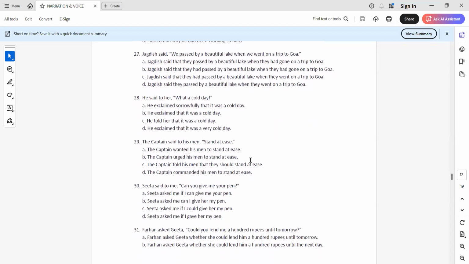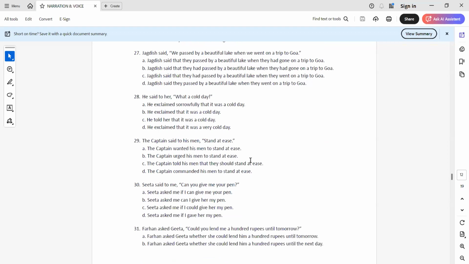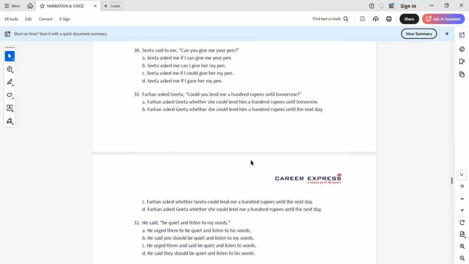The captain said to his men, "Stand at ease." The captain commanded his men to stand at ease. D for Delhi. Yes, correct.